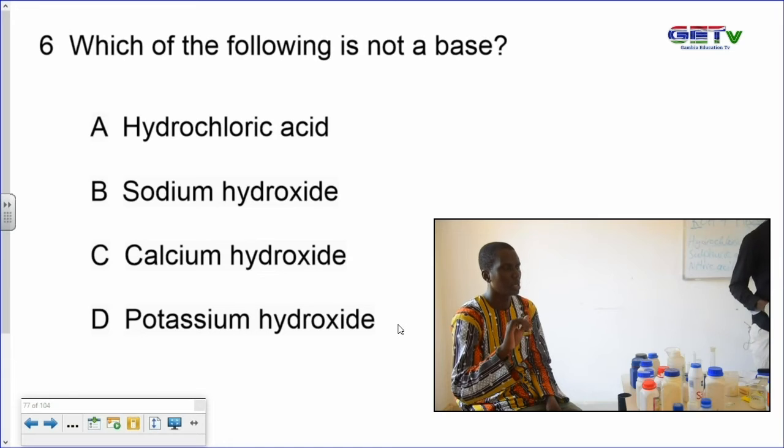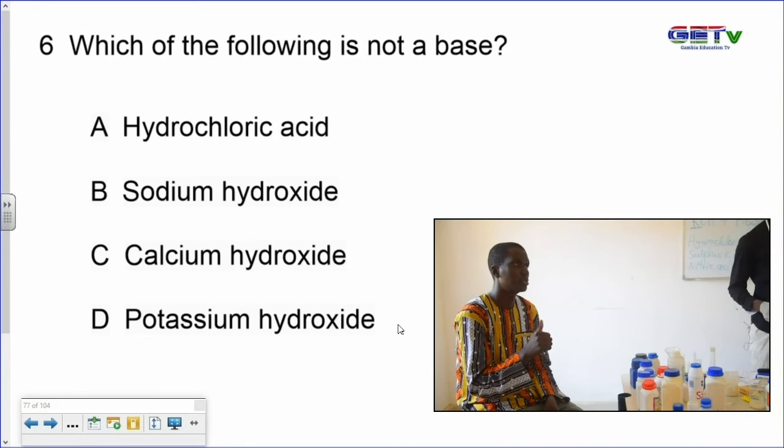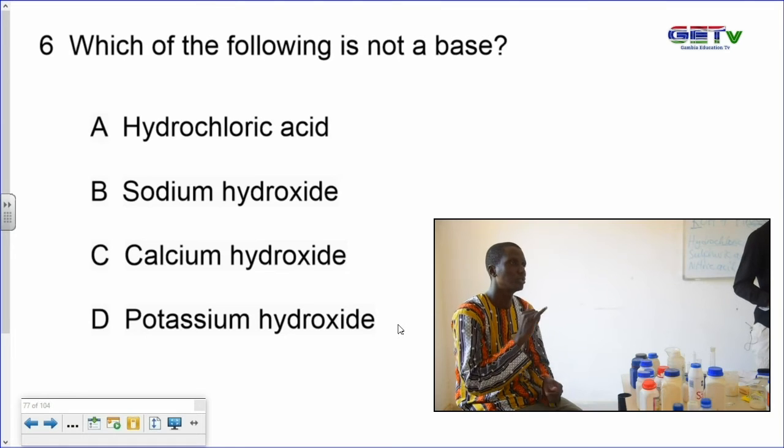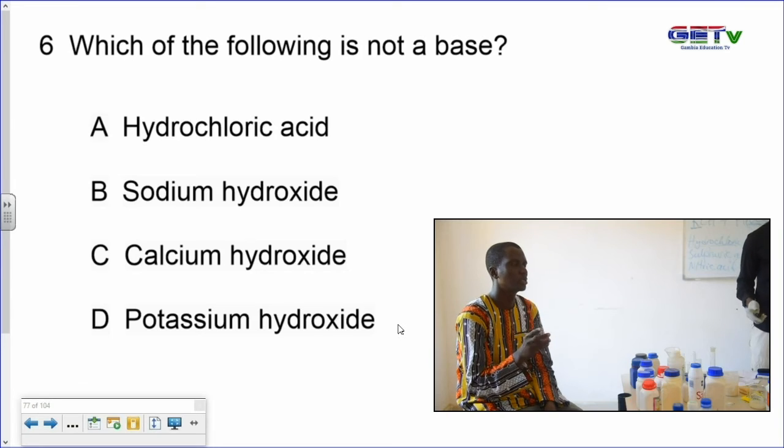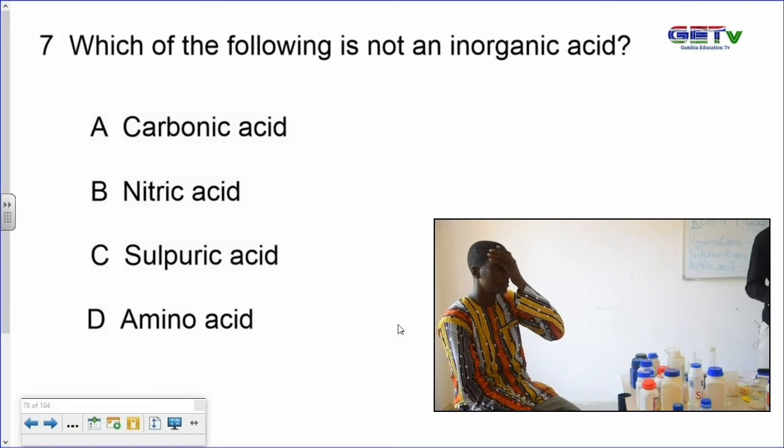Number six, which of the following is not a base? Hydrochloric acid, sodium hydroxide, calcium hydroxide, potassium hydroxide. So which of them is not a base? Just the first option will tell you that from the name acid there, hydrochloric acid. So the answer is hydrochloric acid. It's not a base, but the rest are all bases.